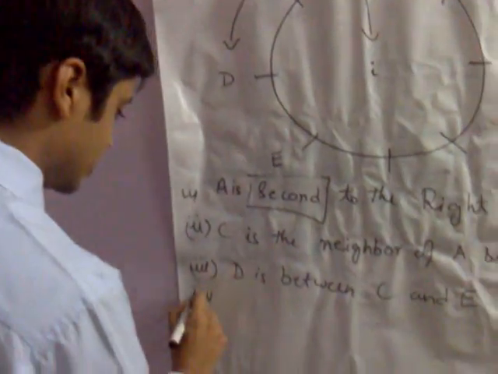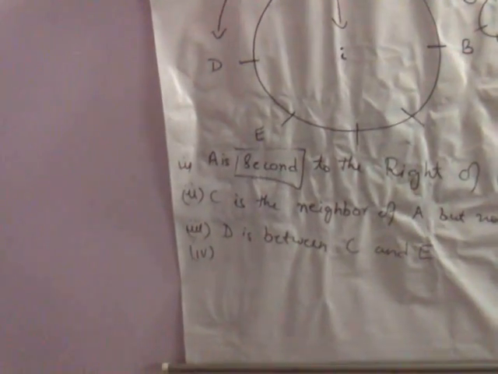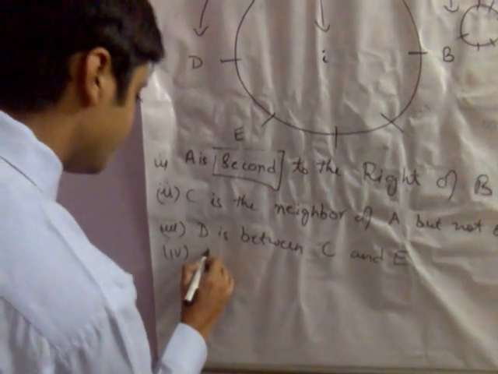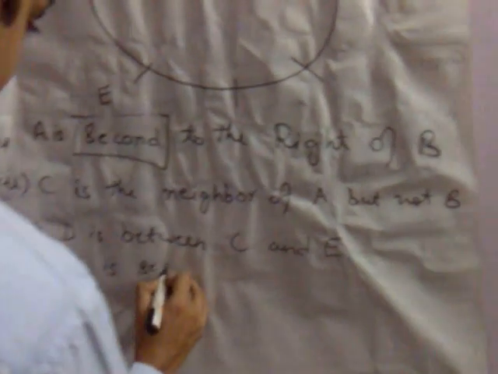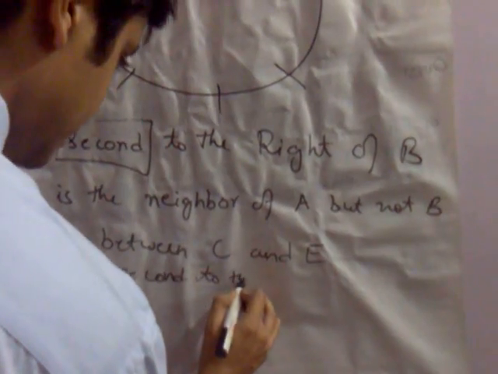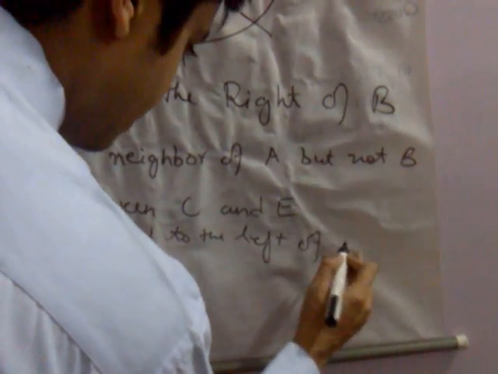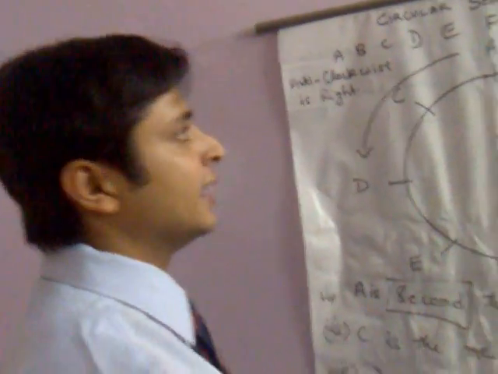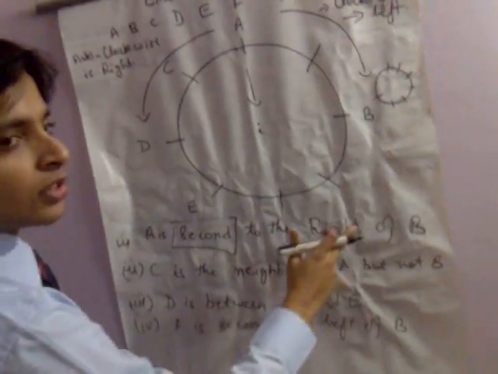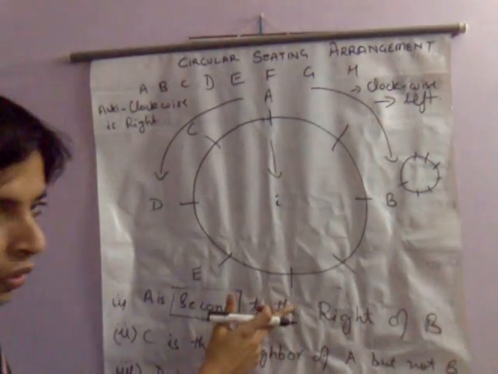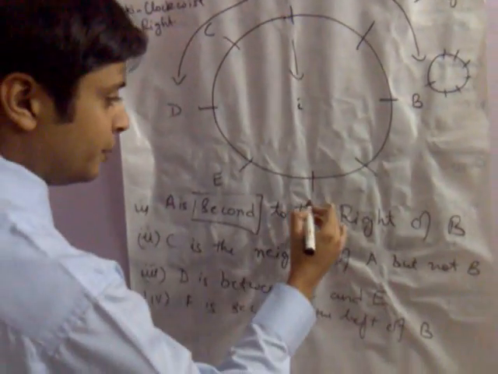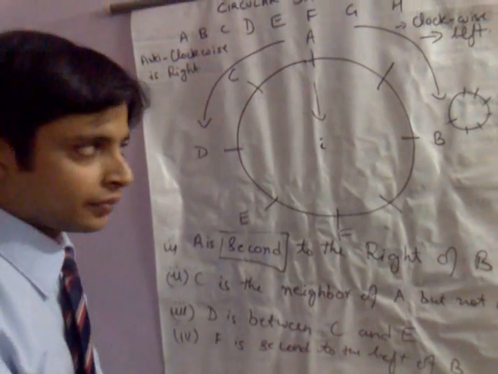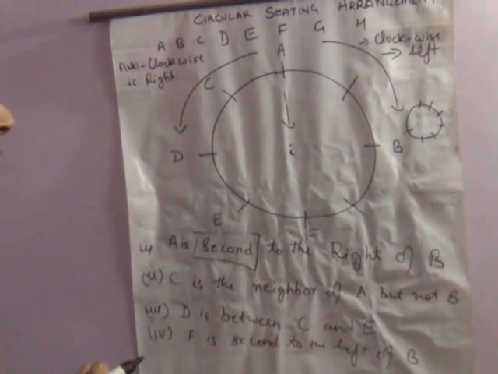Now moving on to the next information. If, for instance, it is said that F is second to the left of B. If F is second to the left of B, that means left, we are seeing that left is always clockwise. That means it will come down. So second to the left of B would be 1, 2. So here would be F. Okay, now there are only 2 places left.